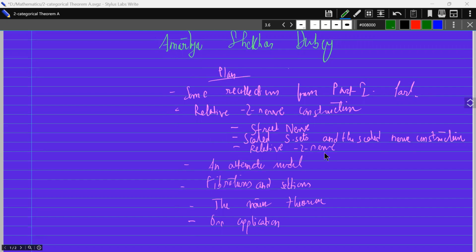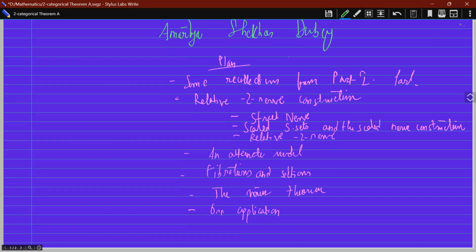And then an alternate model that we'll need. It turns out this isn't the exact model that we need, so we need a different model. I'll also define that. And then I'm not going to construct specific things.